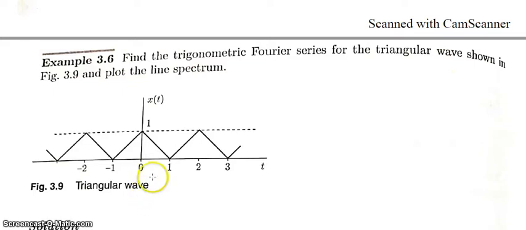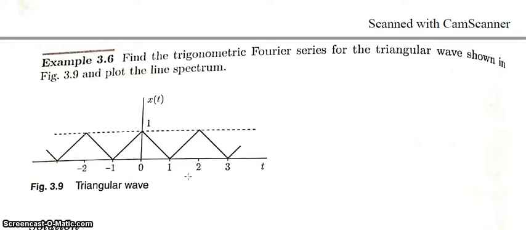The different segments are straight lines, therefore we can make use of the equation of a straight line for evaluating the expression of x of t. When we observe this waveform, we can identify that the fundamental time period of the given signal x of t is 2, because from 0 to 1 it is decreasing, from 1 to 2 it is increasing, and the same pattern repeats from 2 onwards. Therefore the fundamental time period is 2.